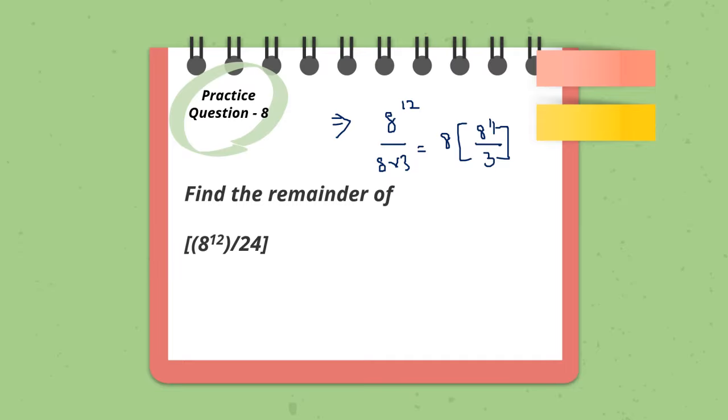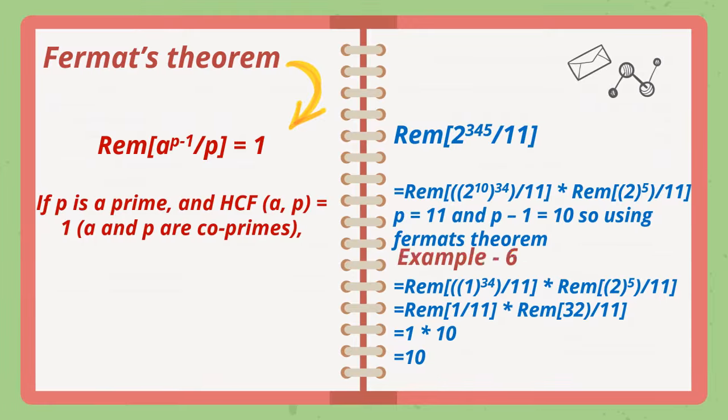So we are moving to the next theorem. It's a very important theorem, Fermat's theorem, to find the remainder for any exponential. The theorem says the remainder of a to the power p minus 1 divided by p is 1. The condition being p should be a prime number, that is, your denominator should be a prime number, and the HCF of a and p must be 1. That is, a and p must be co-primes.